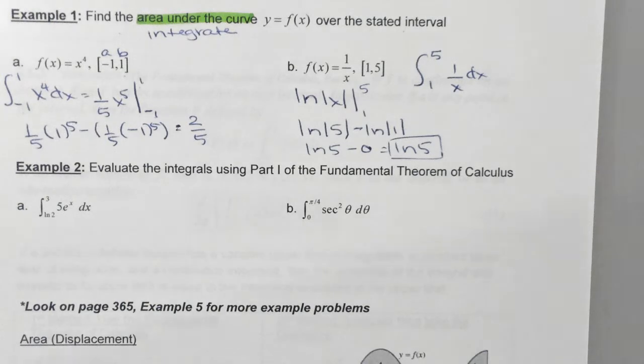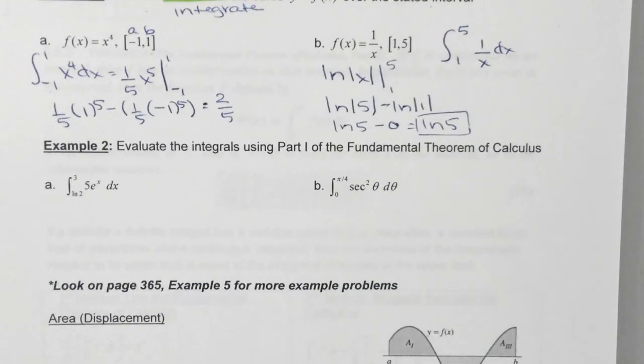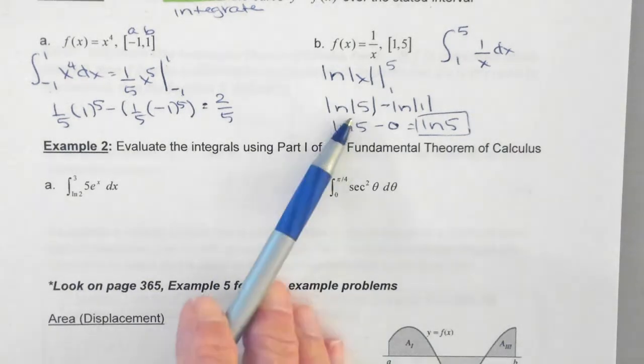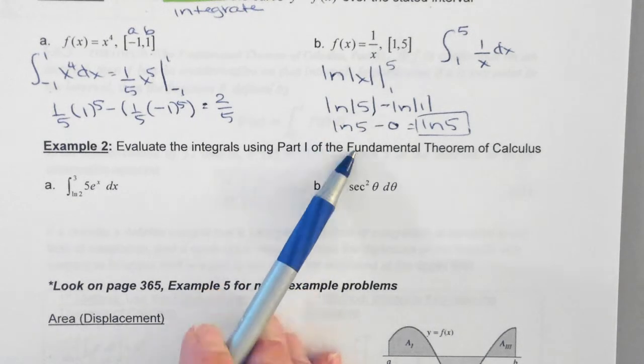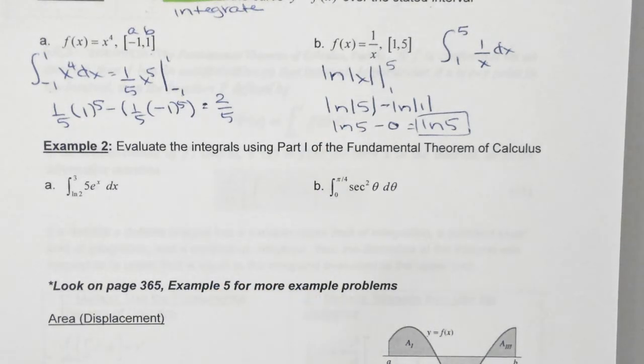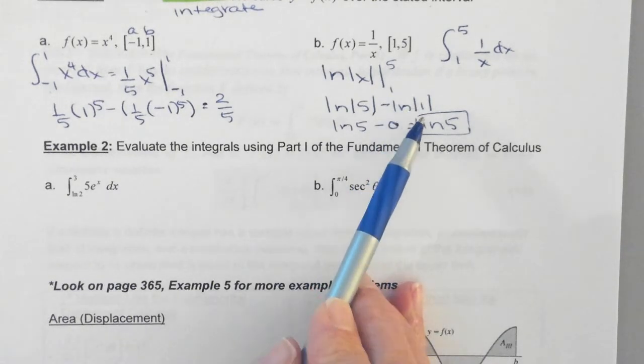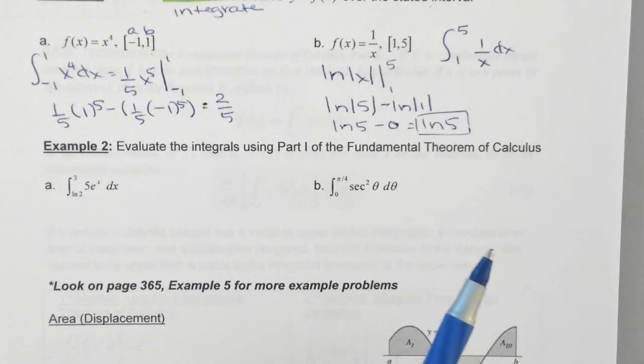Is it only natural log of 5 and not the absolute value of 5? It is the absolute value of 5, but I simplified. What's the absolute value of 5? 5. I didn't do it here because hopefully you would know that the absolute value of 1 is 1, and the natural log of 1 you have to know is 0. Oh, you just leave it. You leave it?